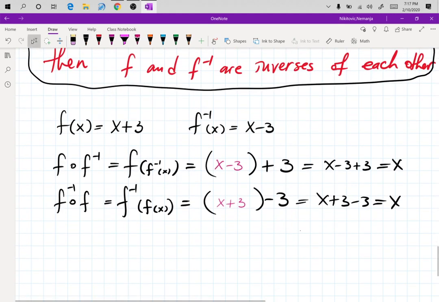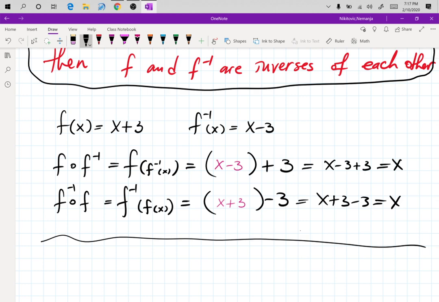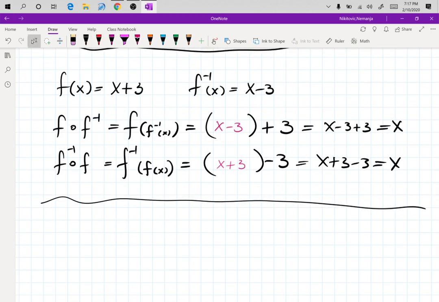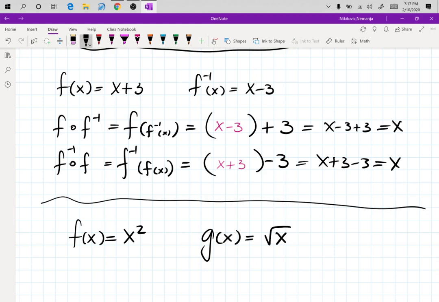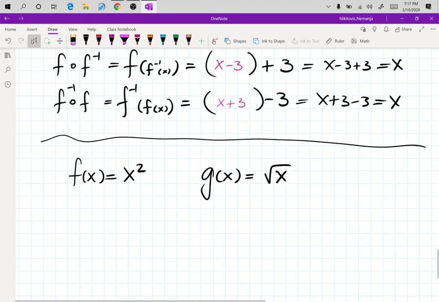One more example of this: f of x is equal to x squared, and let's say g of x is equal to square root of x. We already know this is true, right? Because 3 squared is 9, square root of 9 is 3, 4 squared is 16, square root of 16 is 4. We see that the square root is going to undo these guys. Okay, let's check.